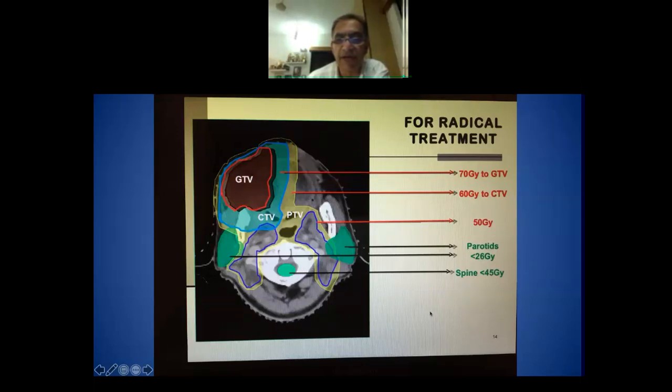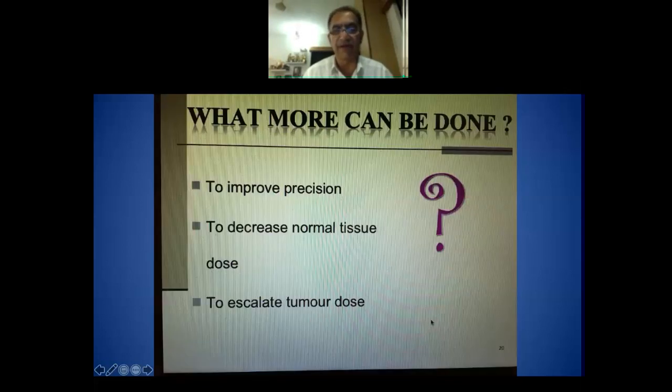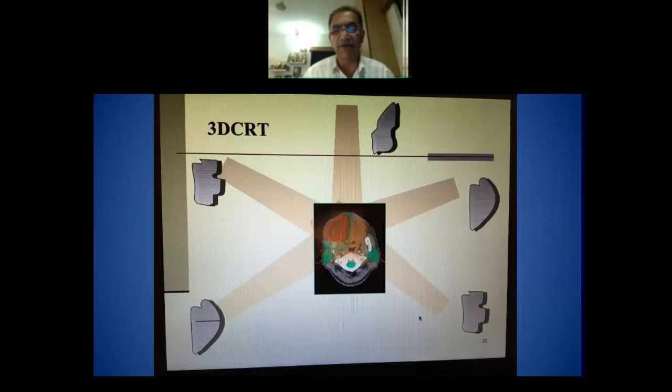We could say 50 gray to the lymph nodes. We would say the parotid salivary gland should not receive more than 26 gray. The spinal cord should not receive more than 45 gray, etc. So you're improving the precision, you're decreasing the normal tissue dose, but at the same time, we have the technology to escalate the tumor dose.